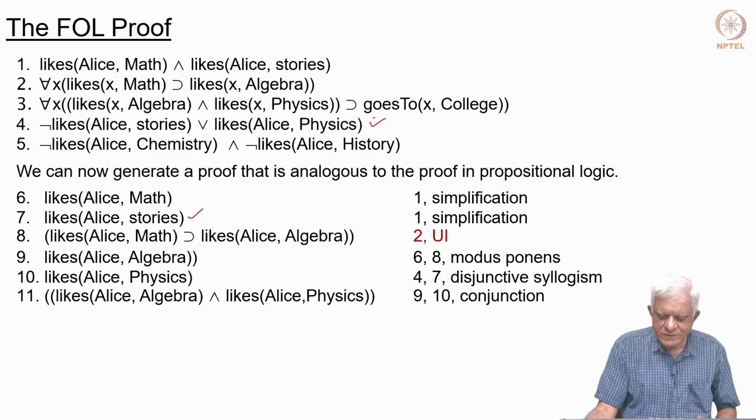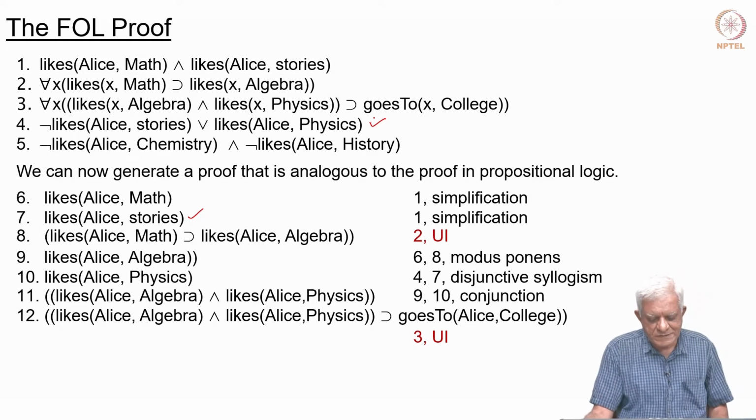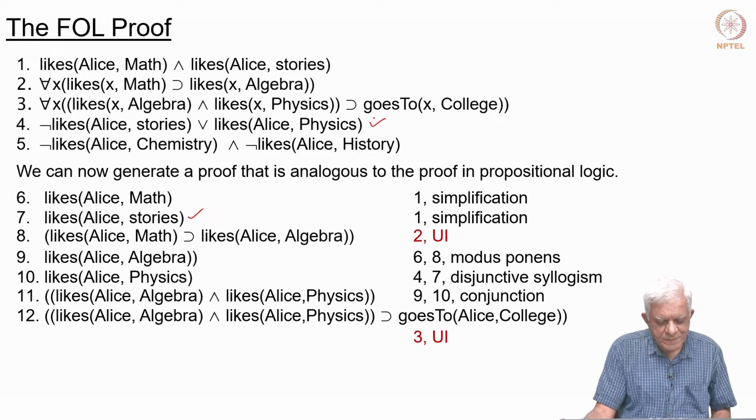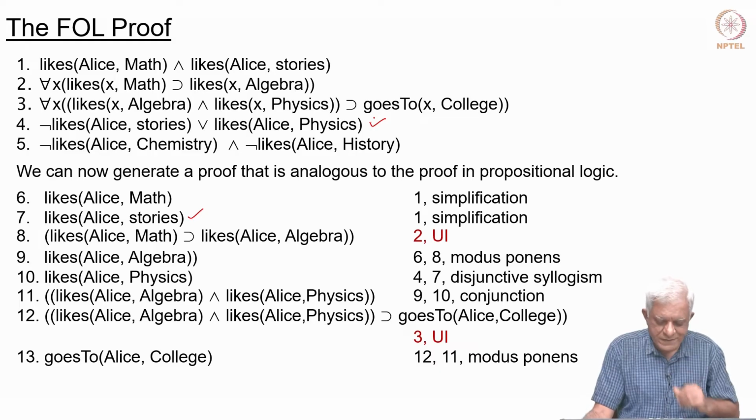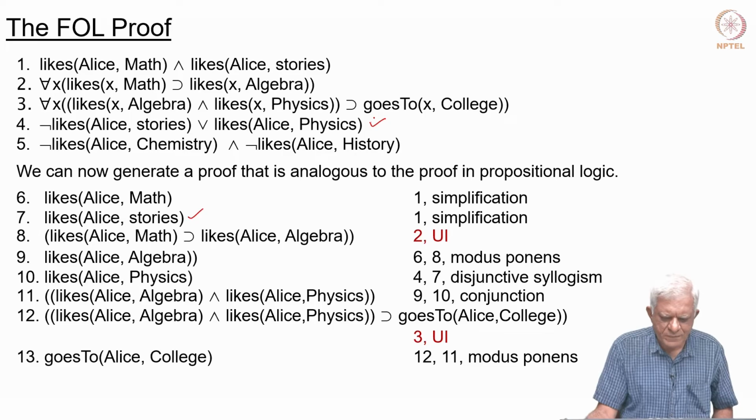Now, we can say using conjunction that she likes algebra and she likes physics, and we can again get an instance of the rule about people who like algebra and physics, they will go to college, and say that because Alice likes algebra and physics, she will go to college. From 11 and 12 we get the inference that we are interested in essentially. So, there is an extra step of universal instantiation which was brought in, to generate the formula from which we could do modus ponens.